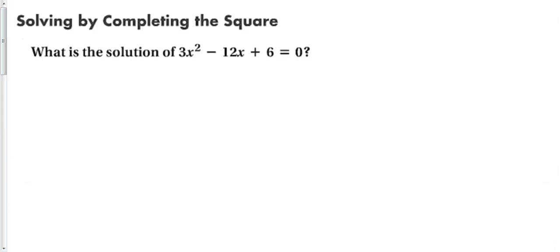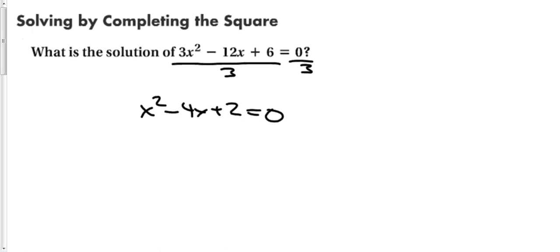So in this case, I can divide the entire equation by 3 and the right side by 3. The right side stays at 0, so the 3, when I divide the 3 out, it kind of just goes away. X squared minus 4x plus 2. Okay? Then, before I try to complete the square, I always like to see if I can possibly factor this.